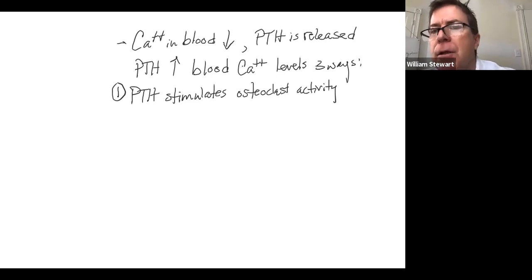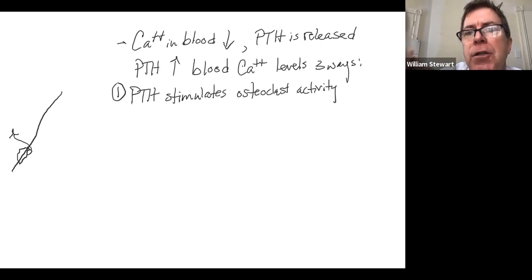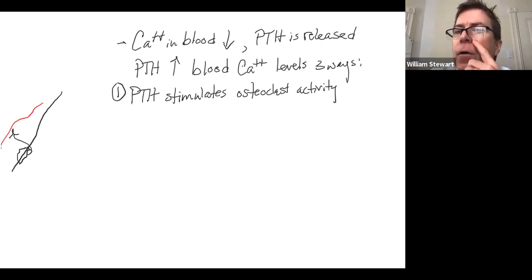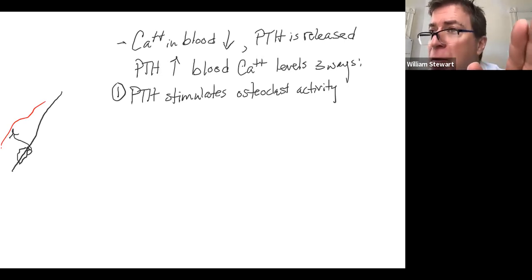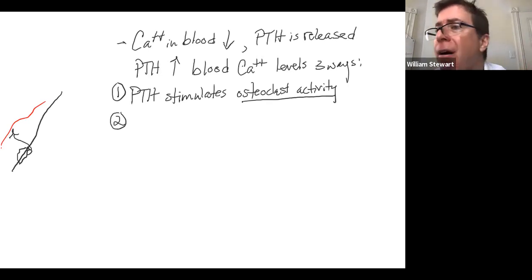You're probably thinking, okay, so what? Well, remember what osteoclasts do. Here's the side of the bone. Here's the osteoclast. It dissolves bone and dumps calcium into the blood. So that's how it increases blood calcium levels. It stimulates osteoclast activity to dissolve bone. That's calcium that's stored in the bone then is released into the blood. So increases osteoclast activity. That basically unlocks the stored calcium that we have in our bones and puts it into the blood.